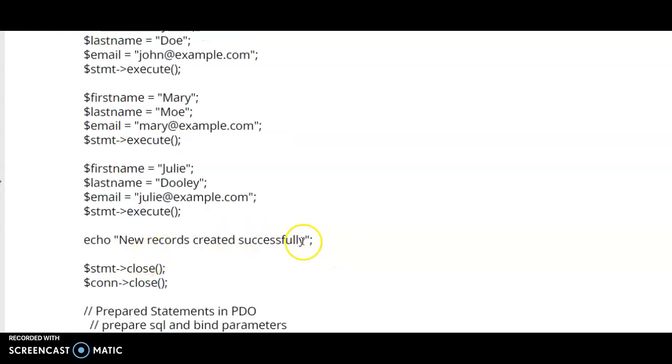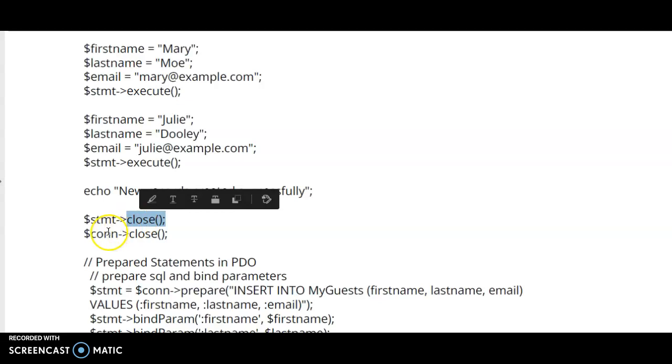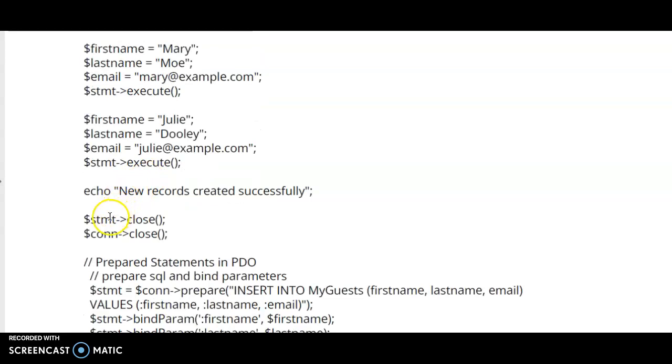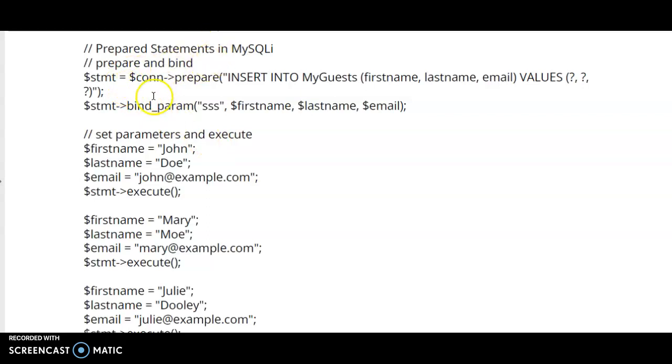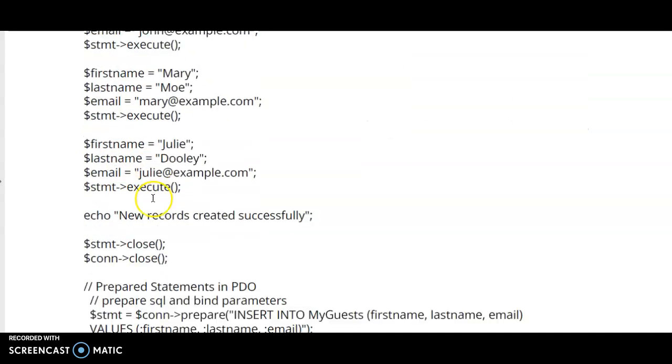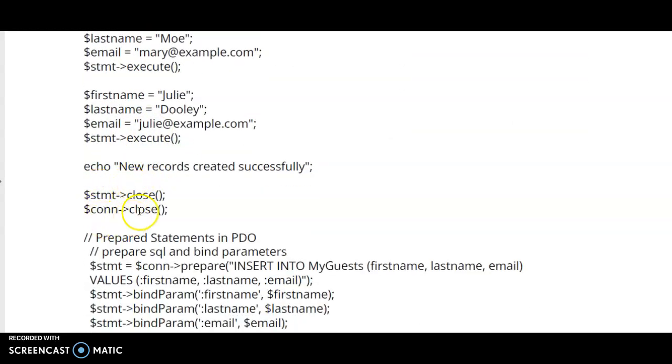Then the new records are created successfully. Statement close, that statement will be closed. The statement is created here using the prepare statement, then bind parameter, and then statement close, then connection close. Now we will check again: using the connection we create the prepare statement. That statement object is created here, values, bind parameters, execute, then statement close, then connection close.